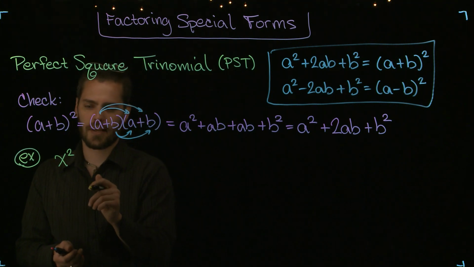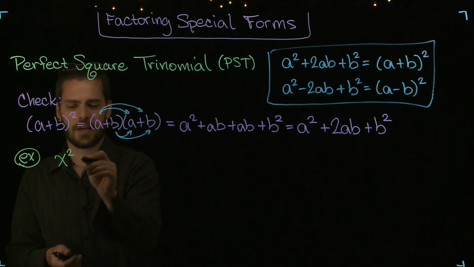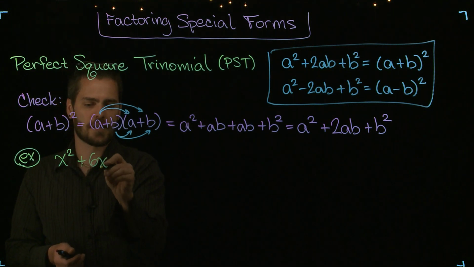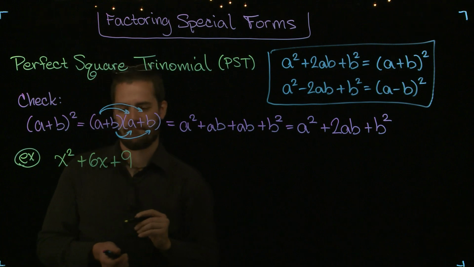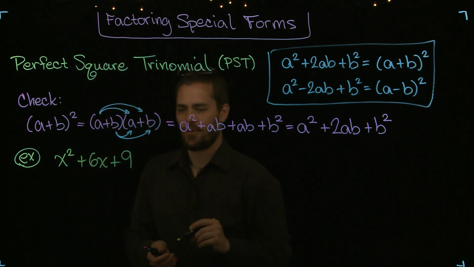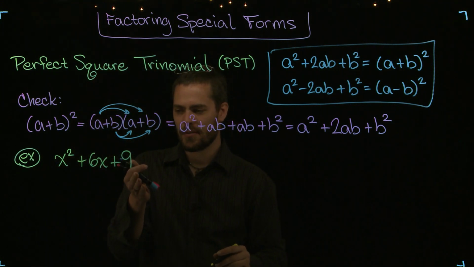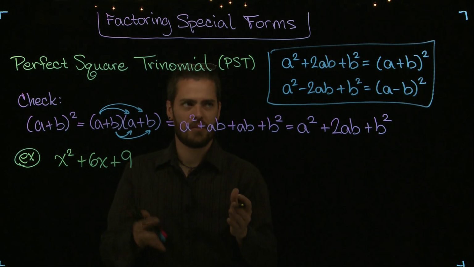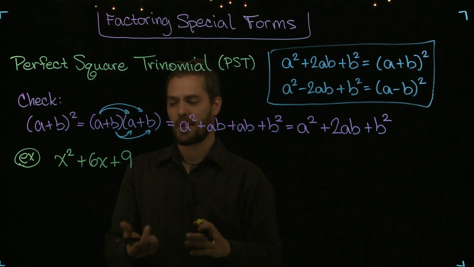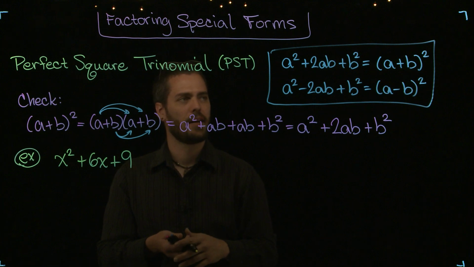So let's see what this looks like. I don't have a trinomial yet. Let's make one up. Plus 6x plus 9, let's say. Now, any trinomial may or may not fit this definition of a perfect square trinomial, so there are some things that we need to check.